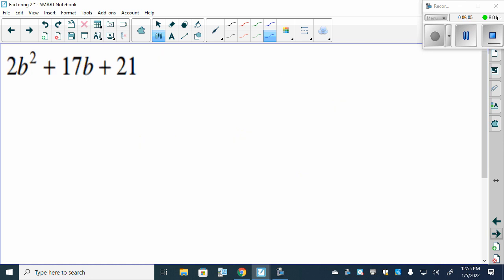All right, let's look at the next one here. Is there a greatest common factor between these three terms? Well, no. So we could start off with our, see if it'll let me write.